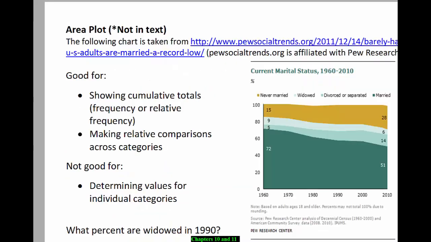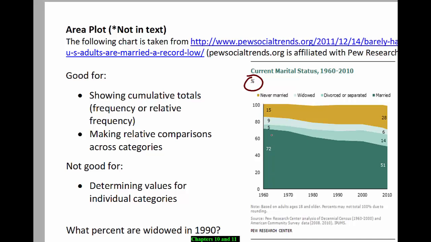Now we're going to discuss the area plot. Most places call this an area plot or an area graph. Some people refer to it as a stacked line chart, but this has multiple meanings. We really care more about how to read this thing. So the web address is here for where this area plot was taken. These are good for showing cumulative totals and for making relative comparisons across categories. Notice that this is a percentage that they are demonstrating here. And so all of our percentages should add to 100%.